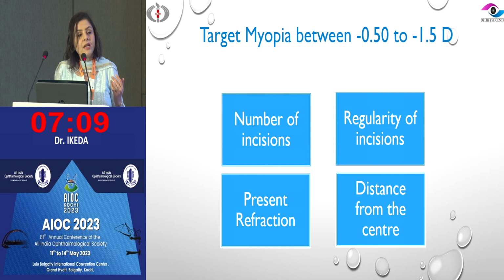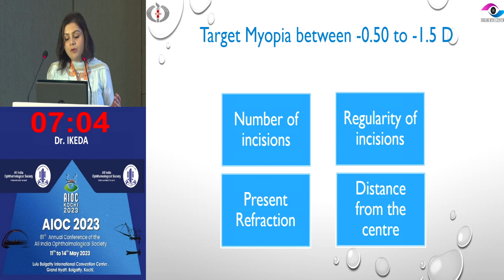So how do we decide what target myopia we should fill in the ASCRS calculator? It could range anywhere from 0.5 to 1.5 diopters. What are the factors that help us decide this? First is the number of incisions. If we have a 4 incision RK, we are probably okay just filling in 0.5, versus a 16 incision RK. Then, how regular these incisions are. If there is associated astigmatic keratotomy, then we would probably aim for slight myopia, towards 1.5 diopters. The present refraction of the patient would also affect our decision, along with the distance from the center, that is, how small the central zone is. The smaller the central zone, the more we need to aim for slight myopia.